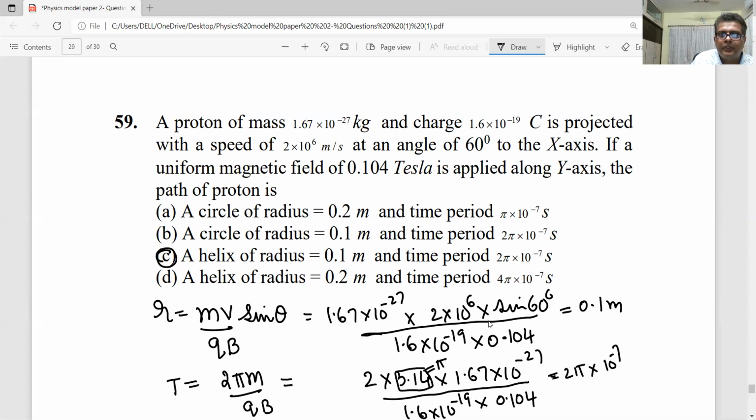30 degree. Yes. Magnetic field is applied along the y-axis. Yes.